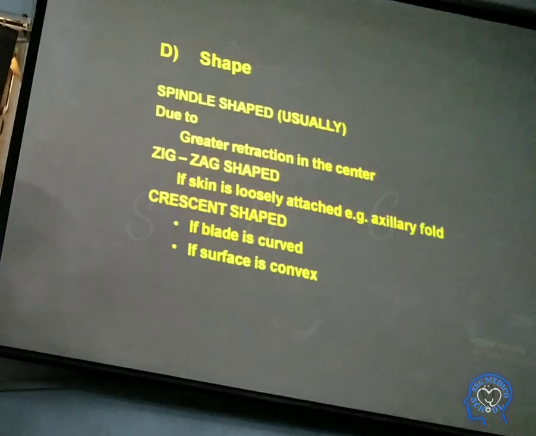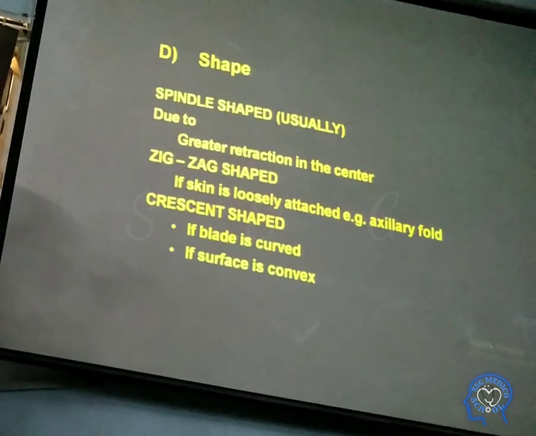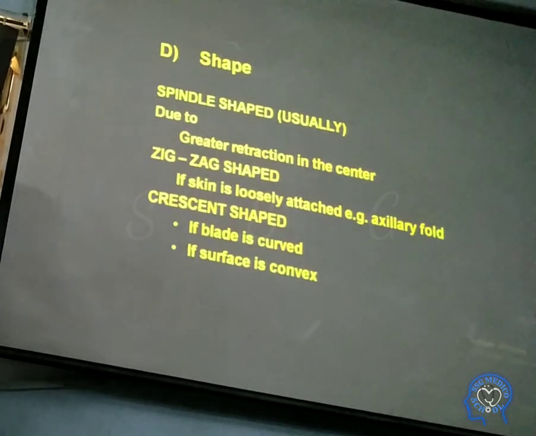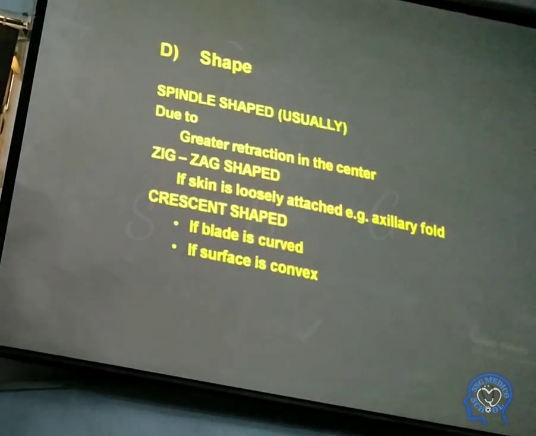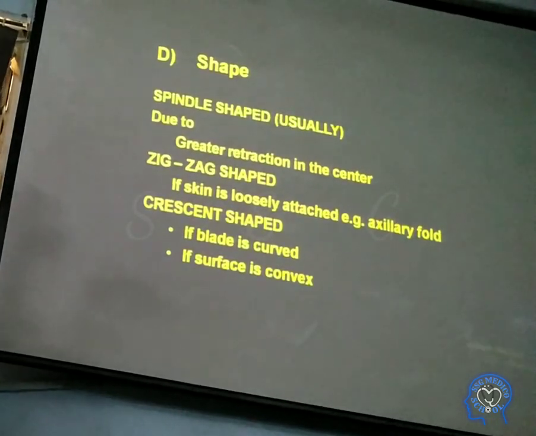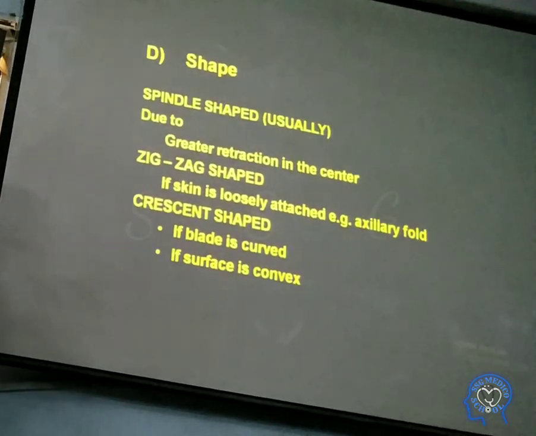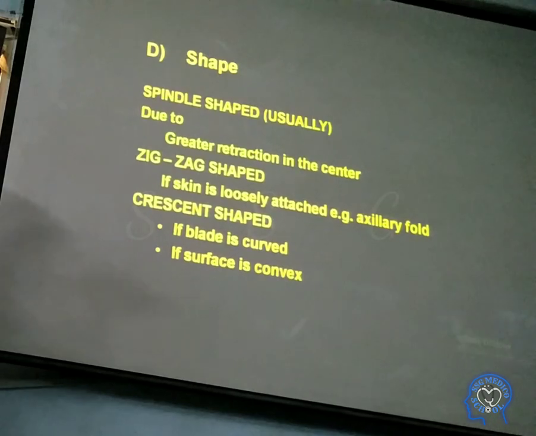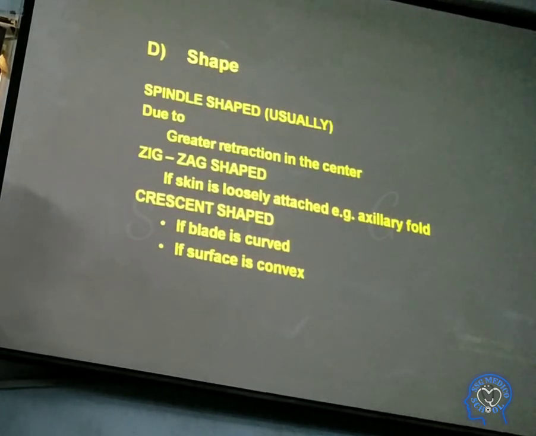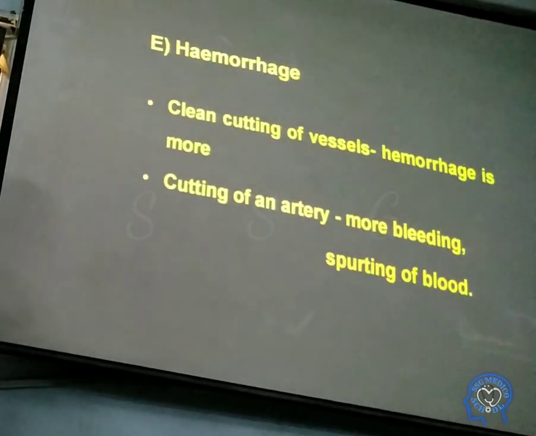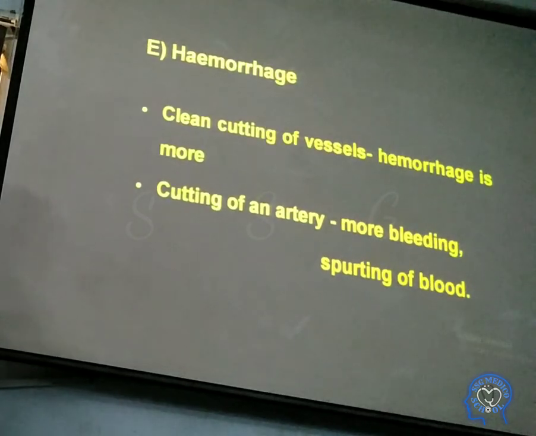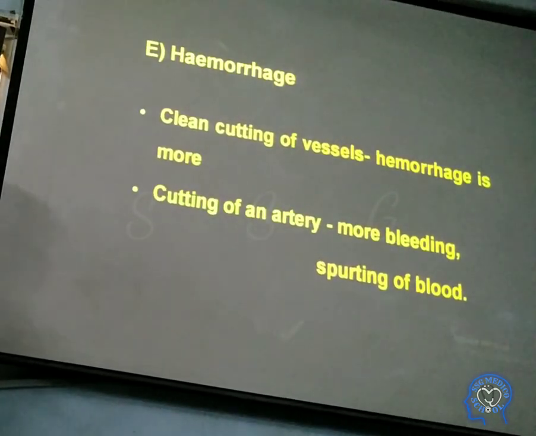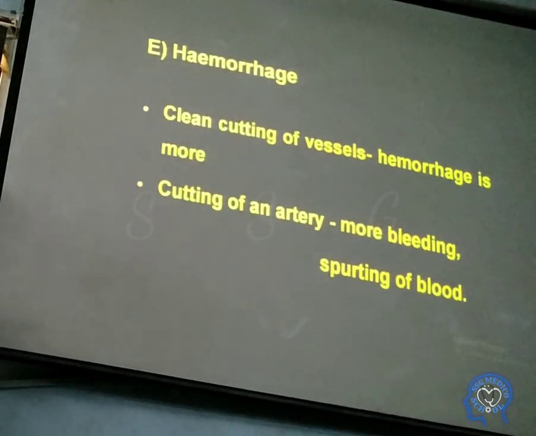Shape according to the weapon. Due to spindle shape, the gaping is there where the skin is loosely attached. Initial shape, where the blade is curved. Next. Hemorrhage is more pronounced, bleeding is significant. Next.